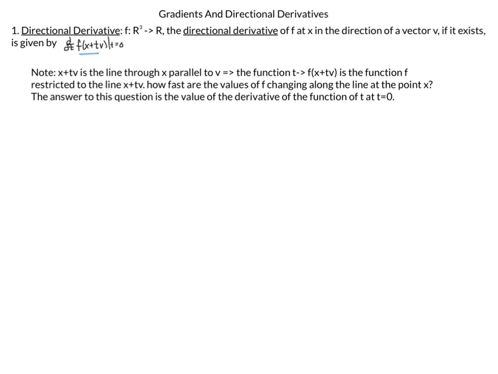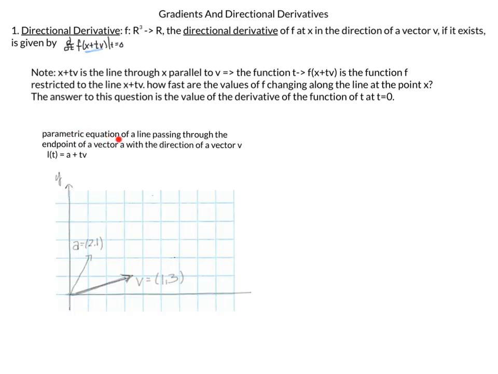This is something we had covered earlier, so just in case you have forgotten, we'll review that. The parametric equation of a line passing through the endpoint of a vector A, so I want my line to pass through A, let's say A is 2, 1, in the direction of a vector V, let's say the direction I want is 1, 3. It's parameterized by this equation, L of t equals A plus tV, where t is a scalar that we multiply by. When t is equal to 0, we just get the point A, so we have this point here.